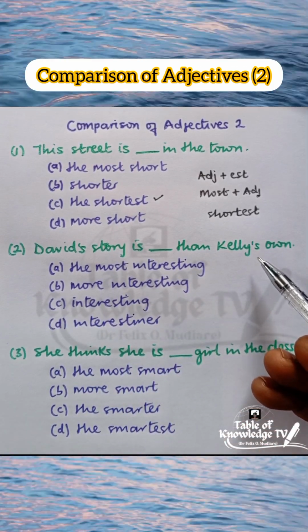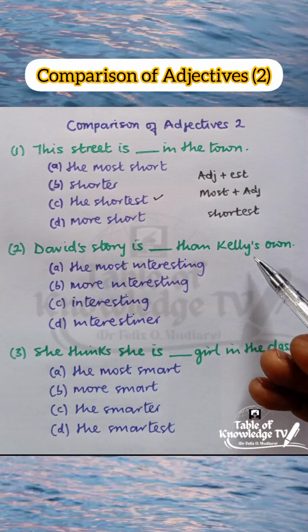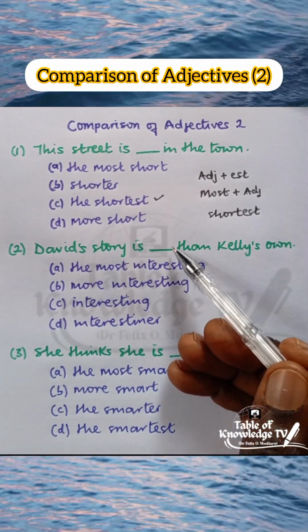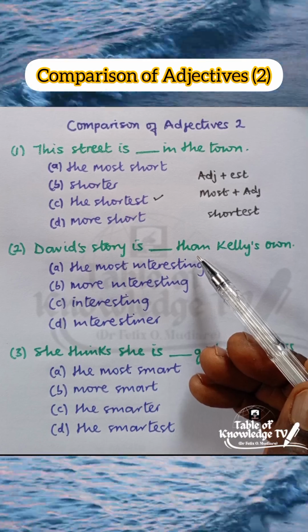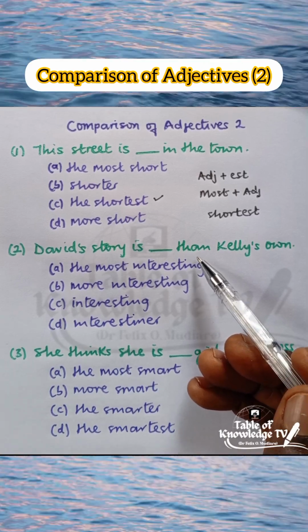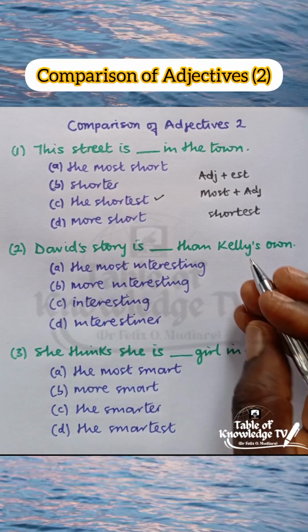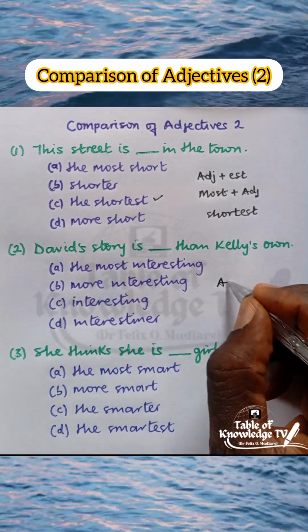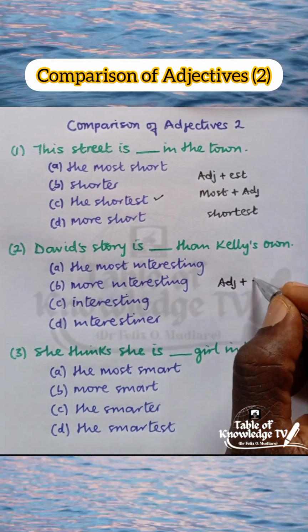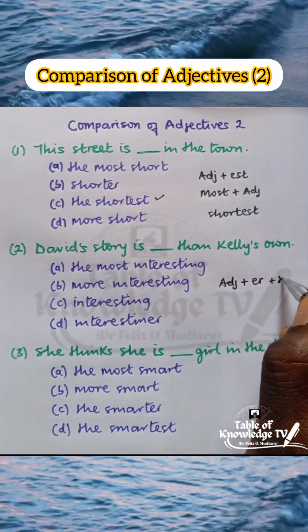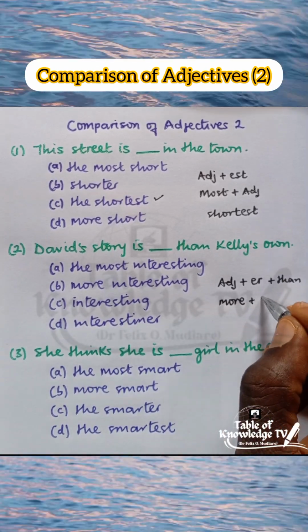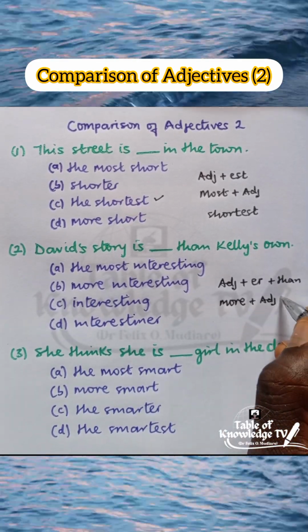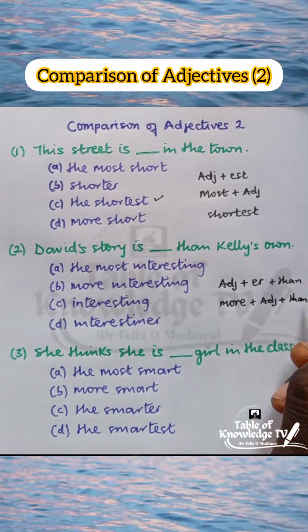When comparing 2 things, we use the comparative degree of comparison. Besides, once you see than, it shows that we are considering the comparative degree. And the formula for the comparative degree of adjectives is the adjective word plus er plus than, or more plus the adjective word plus than.